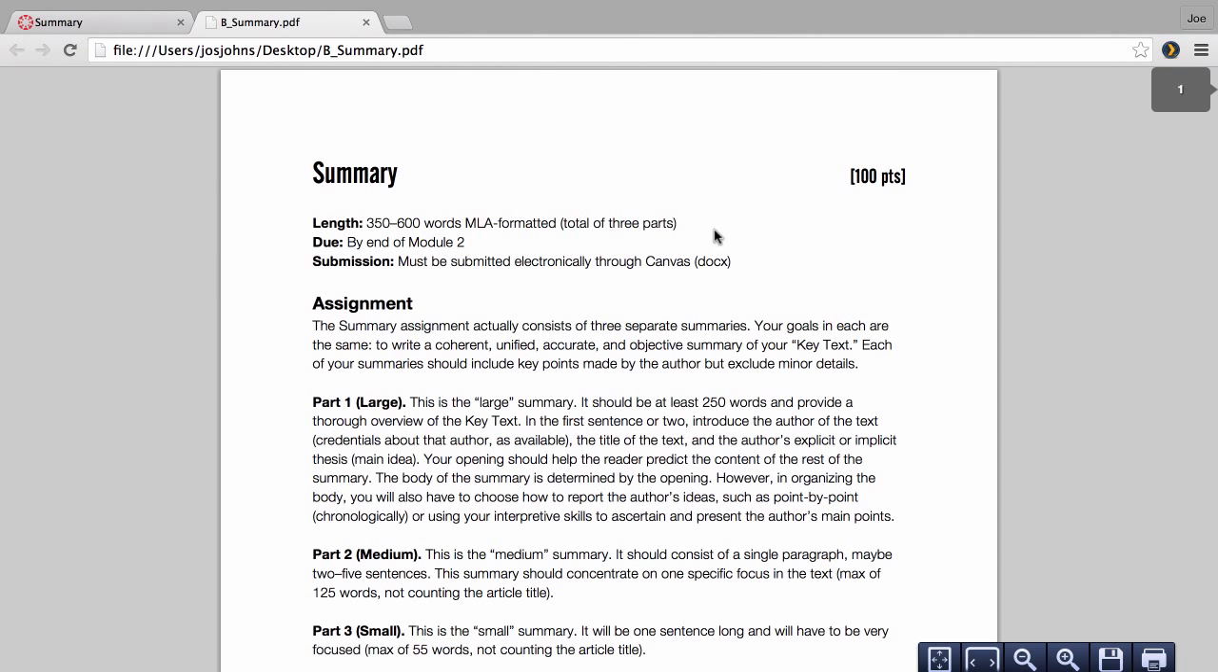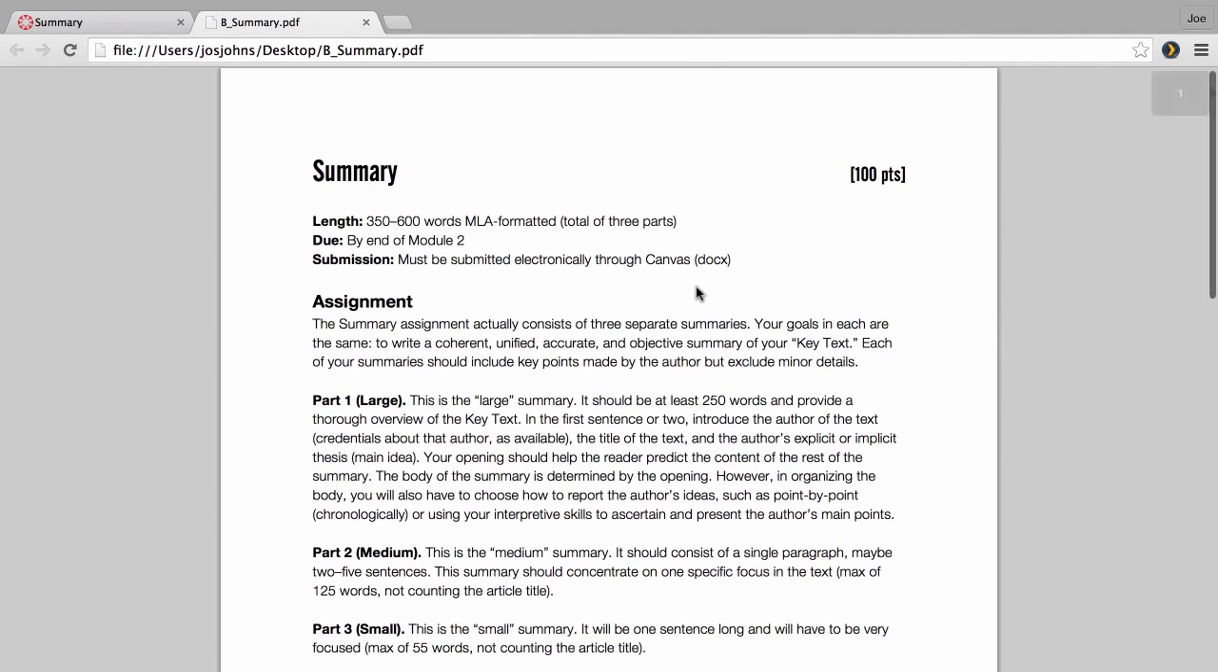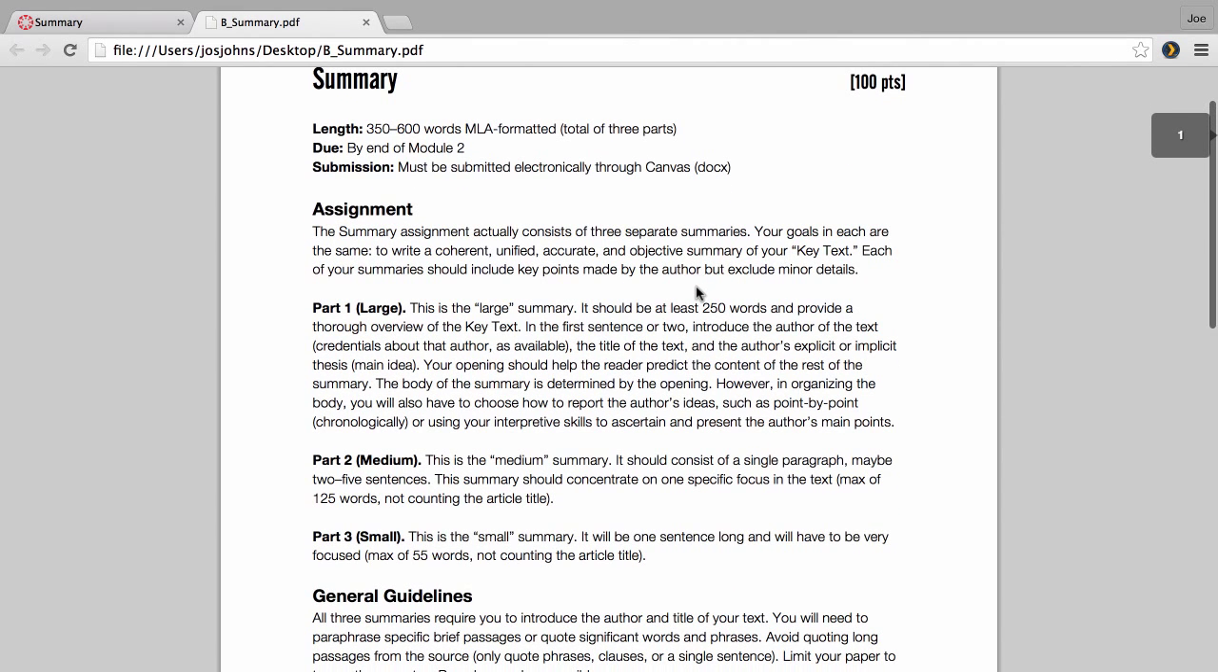Note here that the summary is not a very long paper. 350 to 600 words gives you a range of just over a page, a page and a quarter, to about 2.5 or 3 pages. Again, like all things in this class, it's submitted through Canvas. Now note that the summary is a little bit of a deceptive title, because there are 3 separate summaries that go on in this one.